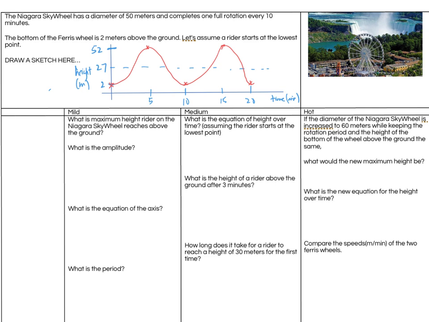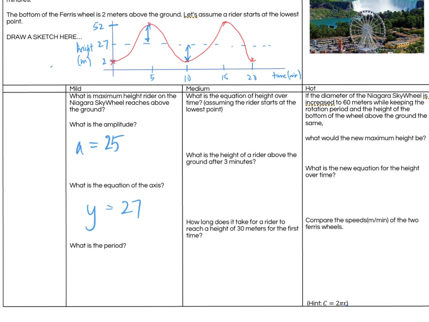Let's go ahead and start answering some of the questions. What is the amplitude? The amplitude is going to be the distance from the axes to the top or the distance from the axes to the bottom of the curve. So that would be 25. And that's our A value. What is the equation of the axis? The equation of the axis is the center line. So y equals 27.